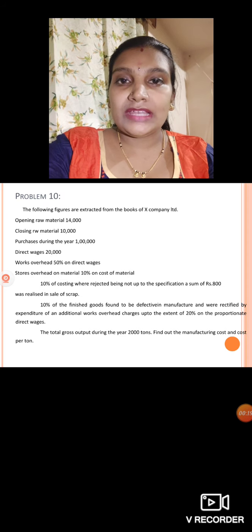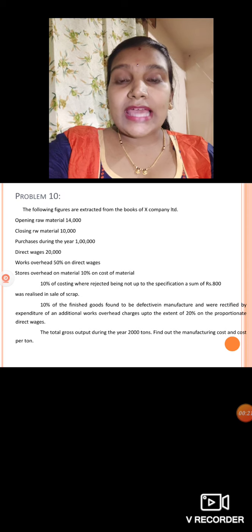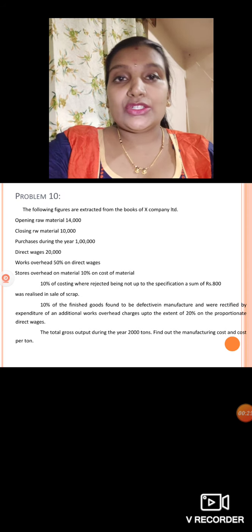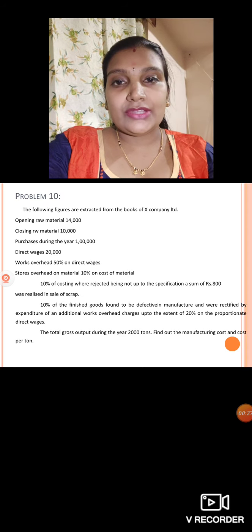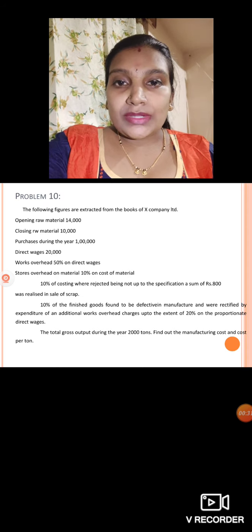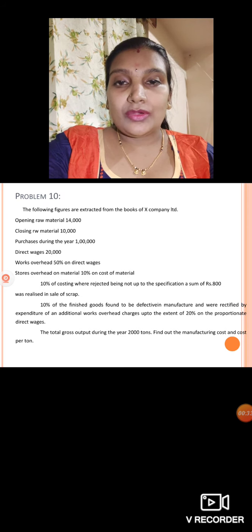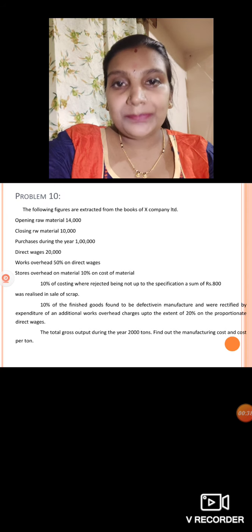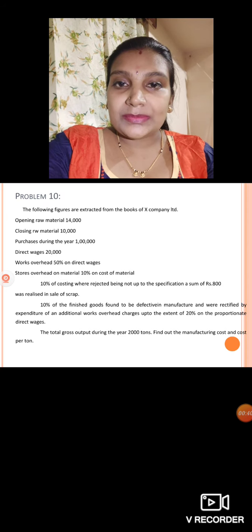Purchases for the year of raw material we have 1 lakh rupees, then direct wages they have given 20,000, works overhead 50% of direct wages. Factory overhead you should take 50% of direct wages here. Then stores overhead on material, 10% of cost of material, nothing but material consumed. Stores overhead they have given, it is 10%.